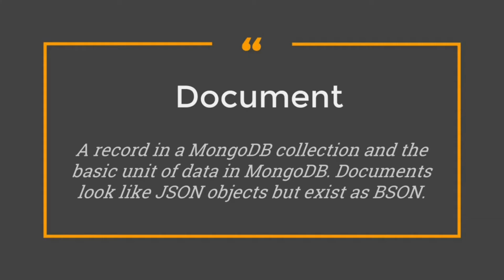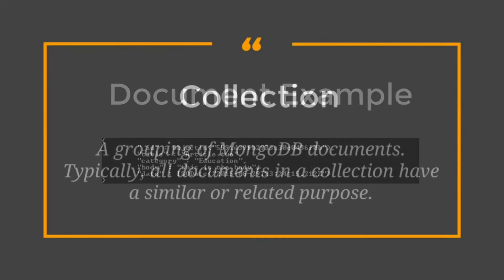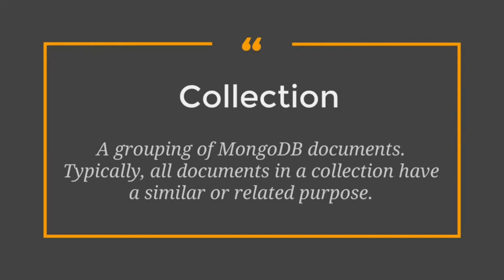Existing like a JSON object means it consists of key-value pairs, and the documents can have nested structures allowing for more complex and hierarchical data representation. Here's an example of a document that stores some data for an article. You can tell that it is stored using BSON because there is a quotation mark around both the key and value pairs. On the other hand, a collection is a group of MongoDB documents.